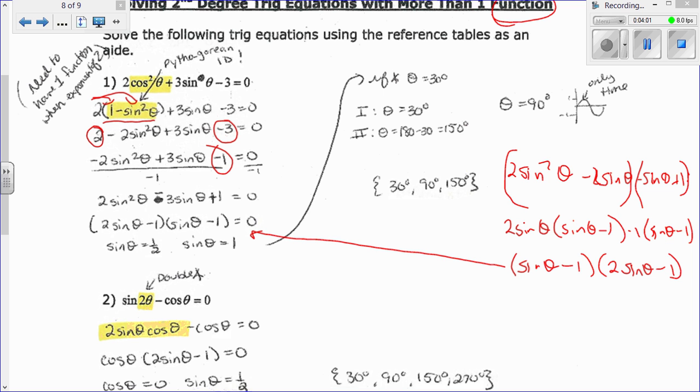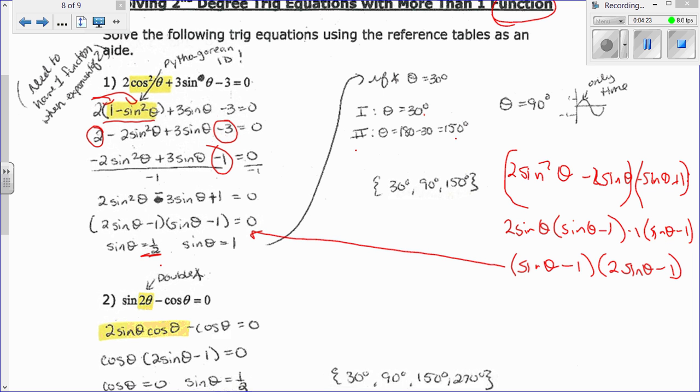So once I do that, I have each factor equal to 0. So sine theta is equal to 1. And here I'd add 1, divide by 2, so sine theta equals 1/2. Well, when sine theta is equal to 1/2, my reference angle is 30 degrees. So sine is positive in quadrants 1 and 2, so I have 30 and 150.